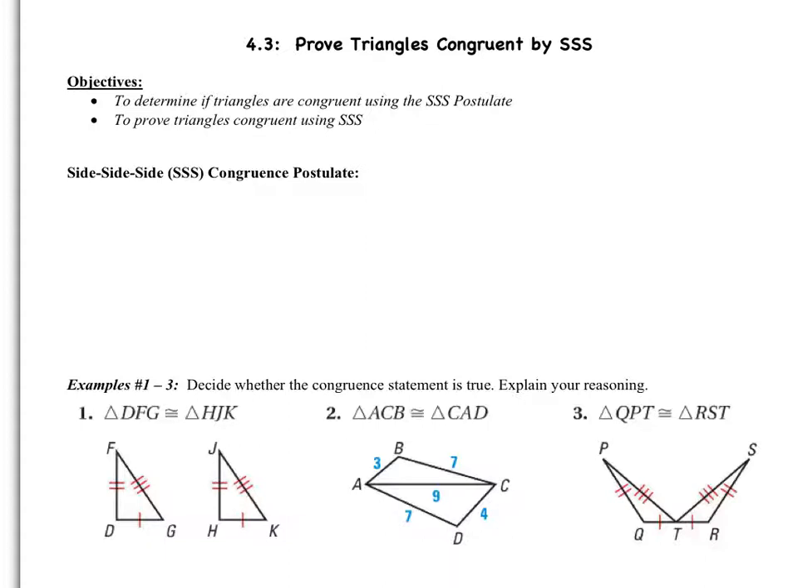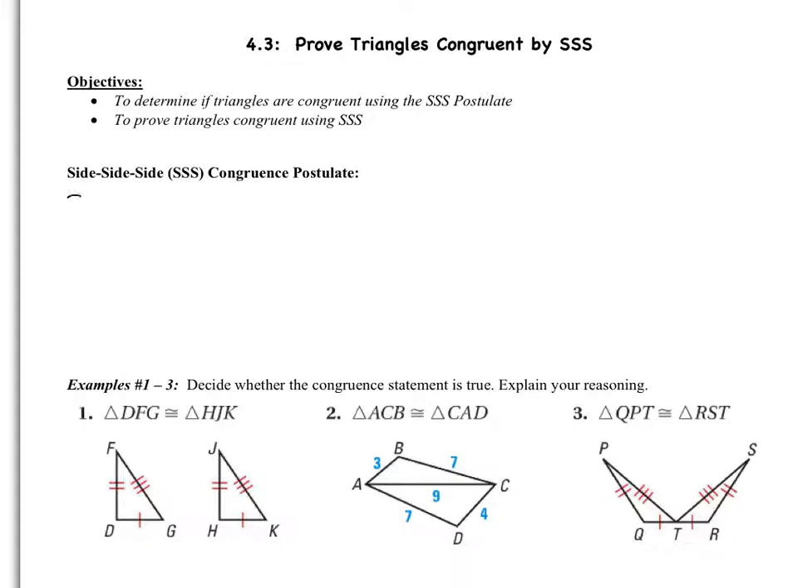So two objectives. First, we're going to determine if triangles are congruent using the SSS postulate. So that's either yes, they're congruent, no, they're not. And then we are actually going to prove triangles congruent. So first thing we should probably talk about is what is SSS. SSS stands for side, side, side congruence postulate.